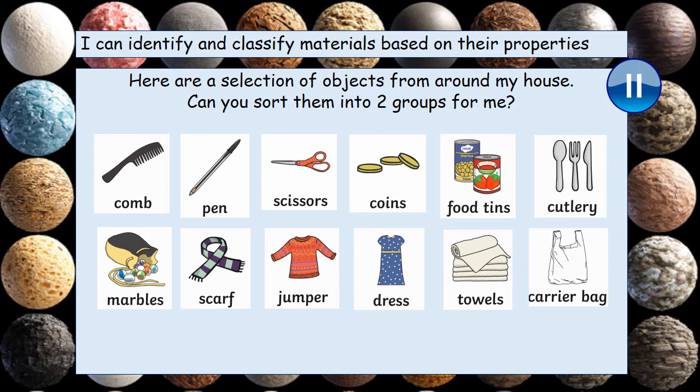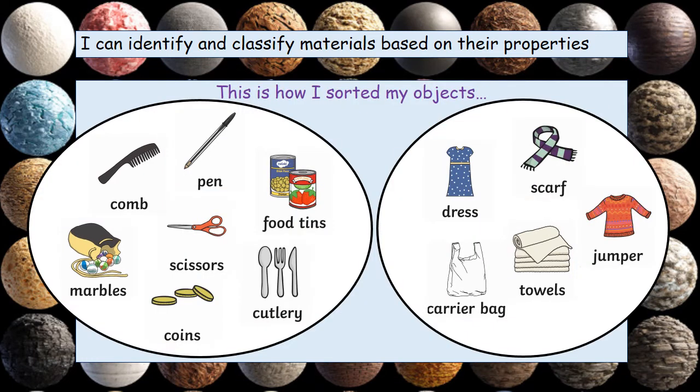Here are a selection of objects from around my house. Can you sort them into 2 groups for me? Pause the video whilst you have a go. This is how I sorted my objects: things that were hard and things that were bendy or flexible.